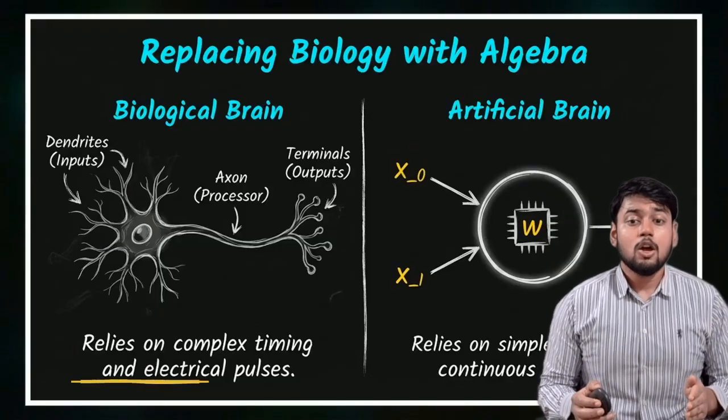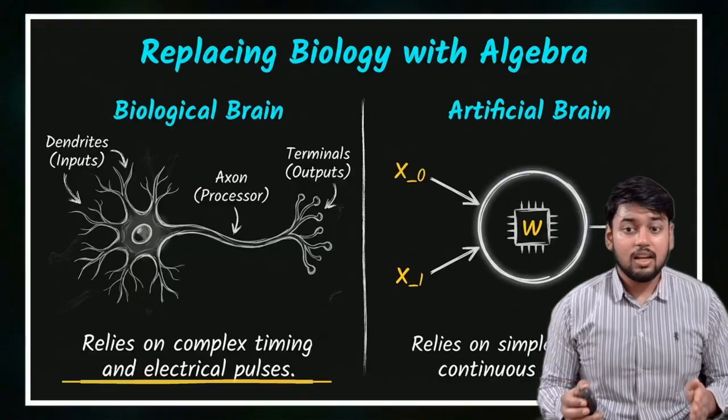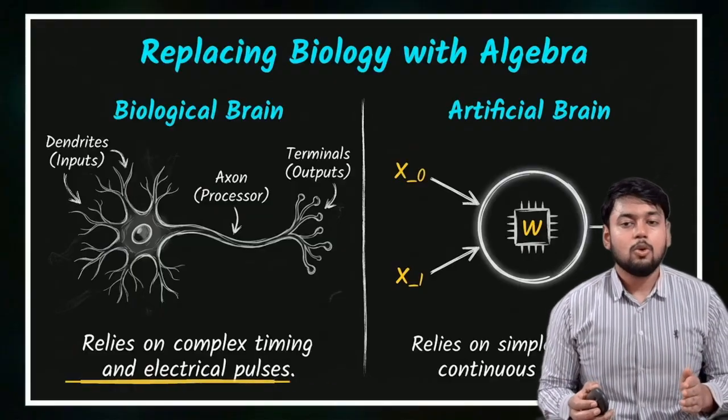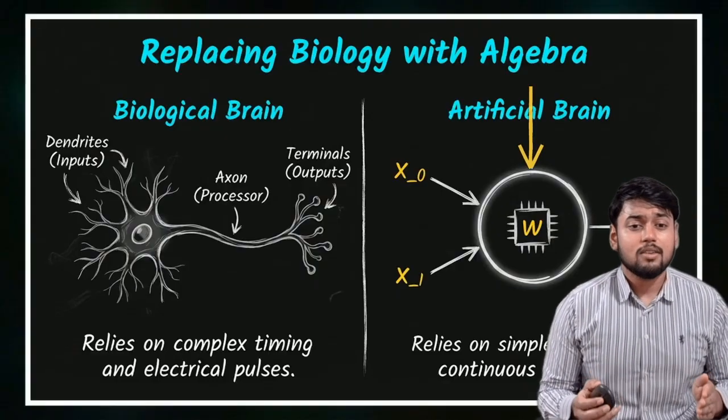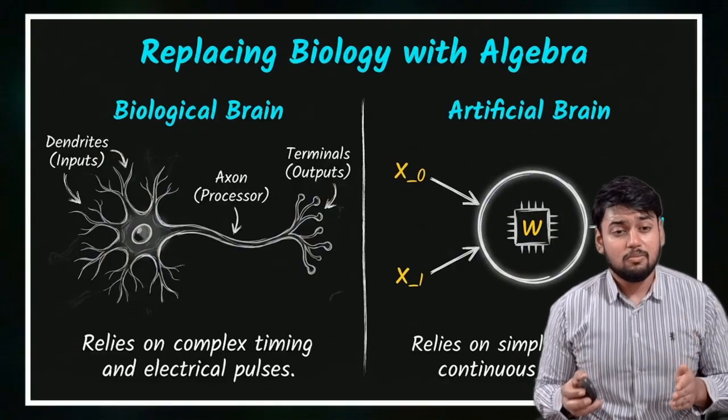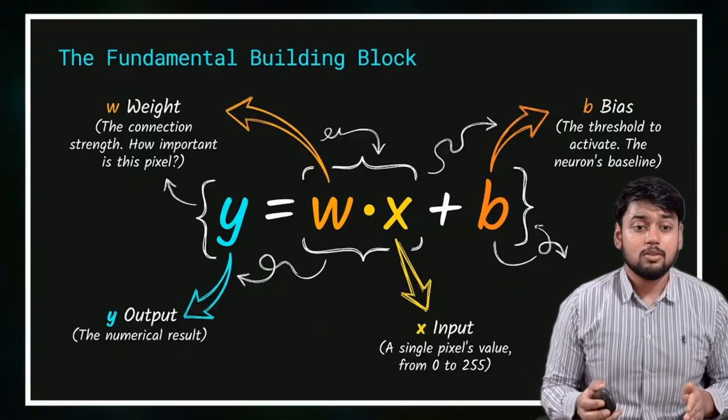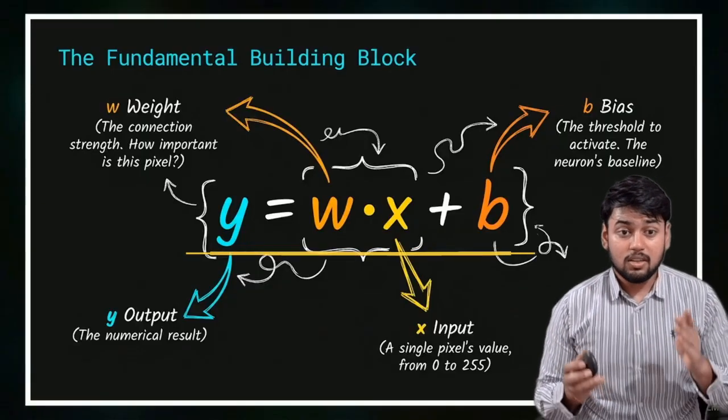But these networks don't think like us. They are highly organized math machines. The core of the whole system is actually middle school algebra. Y equals W dot X plus B, where X is the incoming pixel values and W is the weight. But this is crucial.